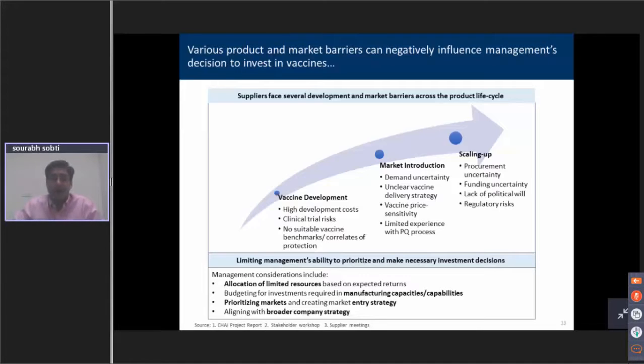The other challenge is the market introduction, where suppliers would love to have a crystal ball to be able to gaze and predict what the demand would be for their products going forward, but it's a very fluid and dynamic environment where there could be one vaccine one day and the vaccine demand may shift or be cannibalized to a different product which has a higher valency.